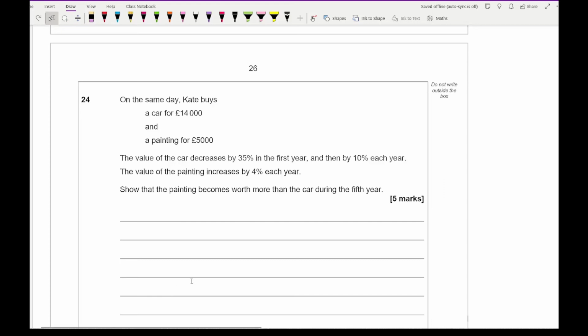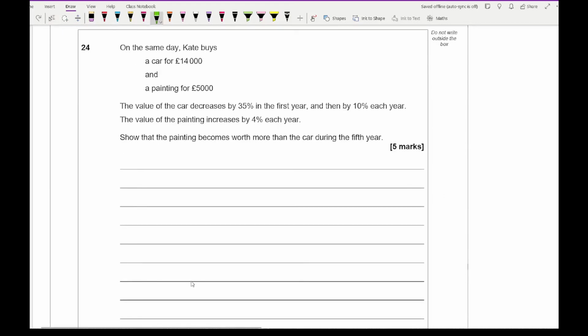Now for this, it's worth 5 marks, so there's going to be quite a lot of working out needed for this one. What we need to do is work out the value of the car and painting in the 4th and 5th year.